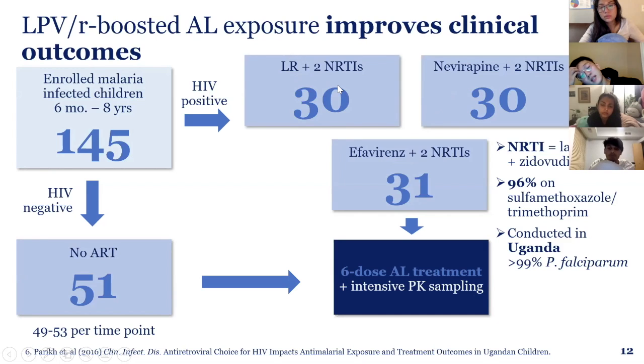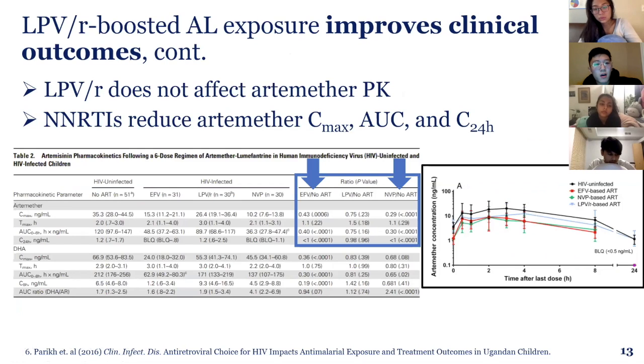So same drugs as in the last study. Because they had malaria, they initiated a 6-dose treatment of artemether-lumefantrine, and then they did intensive pharmacokinetic sampling. Again, this is conducted in Uganda. And what we essentially see is that in the artemether-lumefantrine combination, lopinavir-ritonavir did not affect artemether PK, even though we've just seen it affects lumefantrine PK.